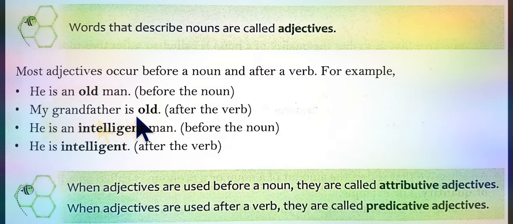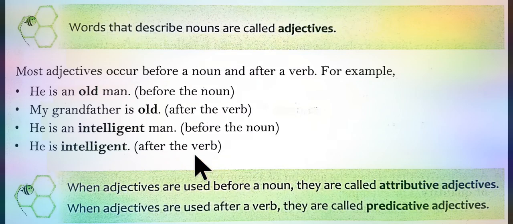My grandfather is old. Now the third example is he is an intelligent man. So here the adjective is placed before the noun man. And the last example is he is intelligent. Here the adjective is placed after the verb.